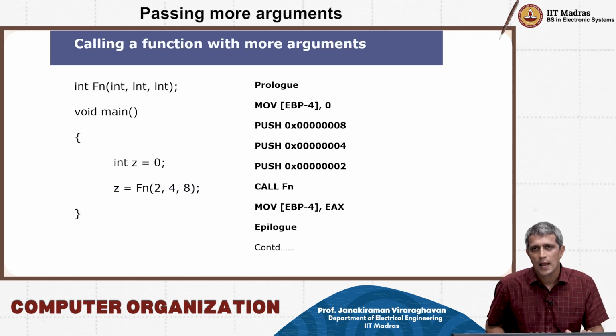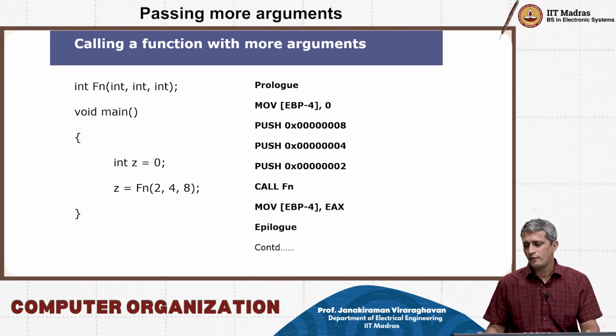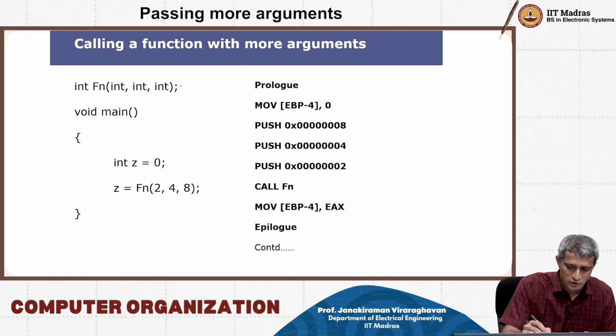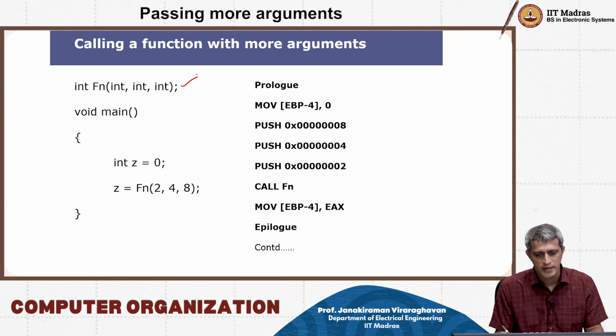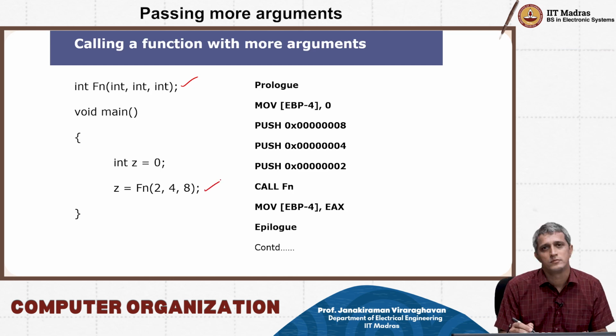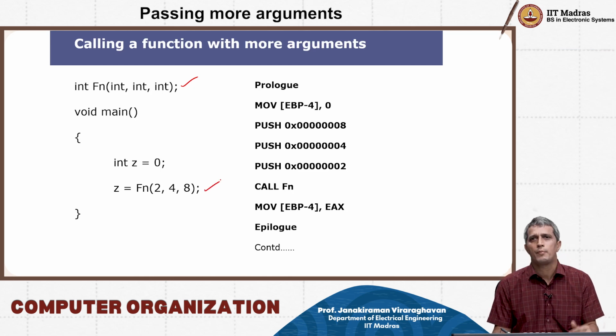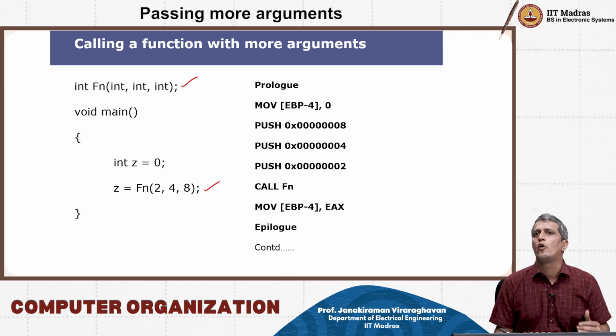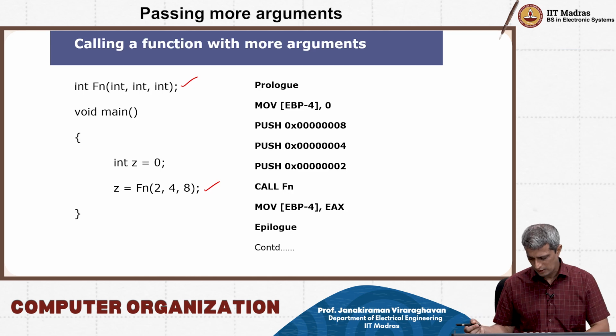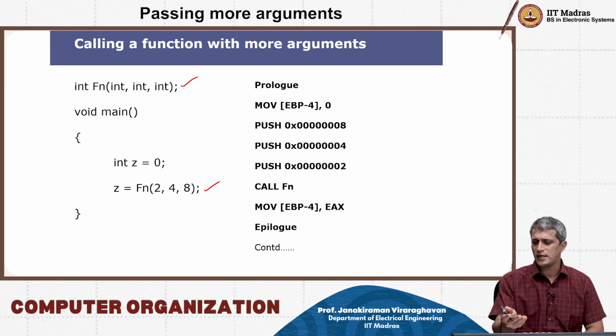Again here I am going back to the same simple function fn that we had. I have declared it now with 3 parameters, int comma int comma int. And in the main I am obviously calling it just like in the Godbolt example, with 3 parameters, 2, 4 and 8. And the assembly will get translated like this. So what is the assembly translation?